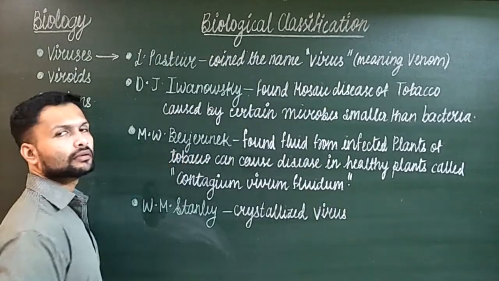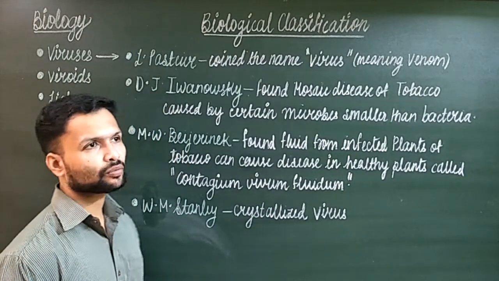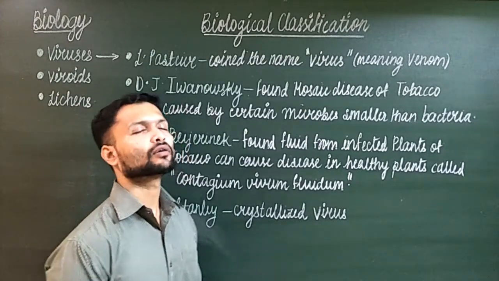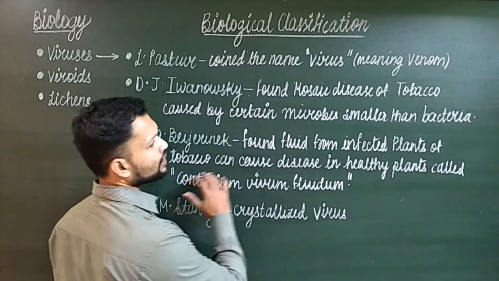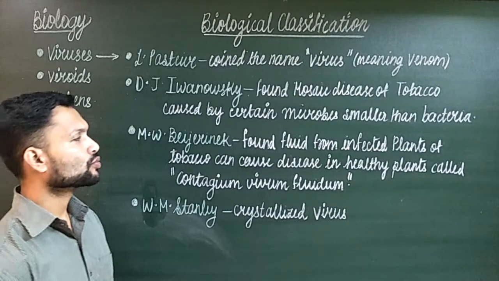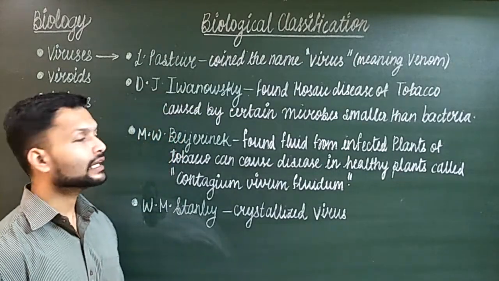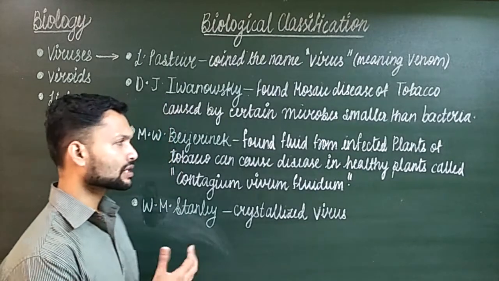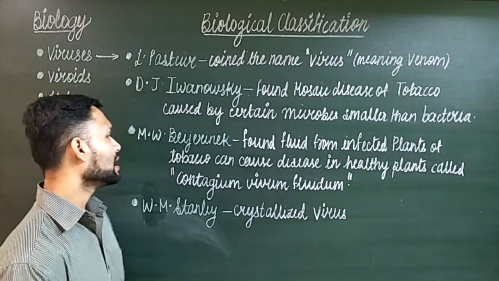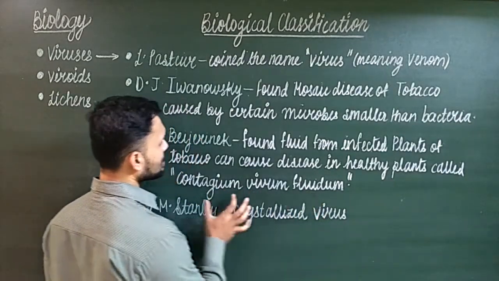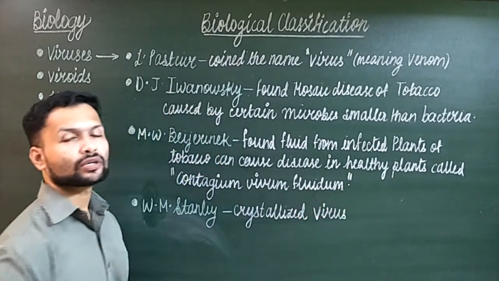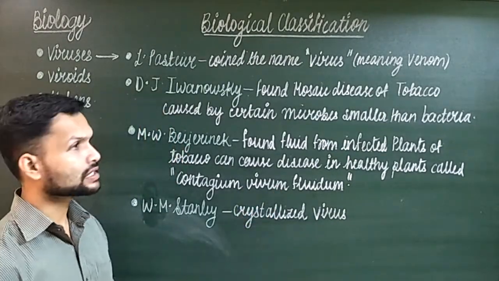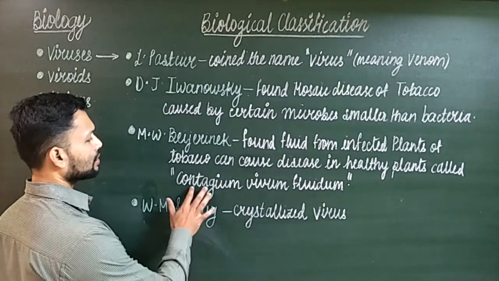M.W. Beijerinck did one experiment where he took an infected plant with tobacco mosaic disease. He took some of the leaves and crushed them, took a fluid out of it, and then applied this near a healthy plant. What he saw was that even the healthy plant got infected by that disease. So there was something in the infected plant which was transferred to the healthy plant, which caused the disease, and he called that fluid contagium vivum fluidum, means infectious living fluid. So he gave this term. This can be asked in entrances. It's important for entrances.